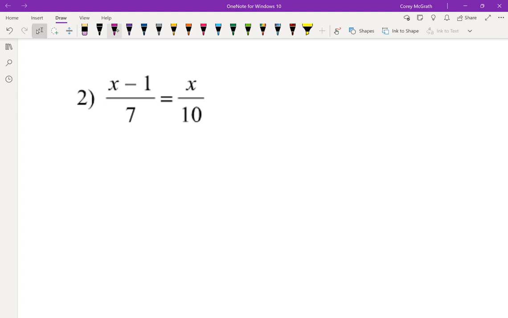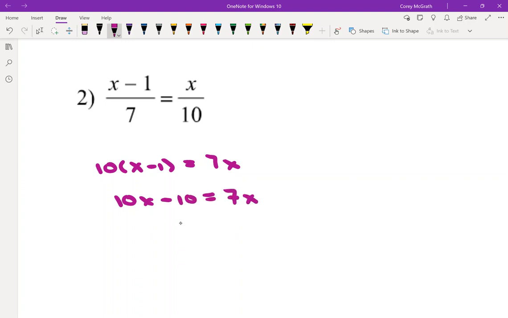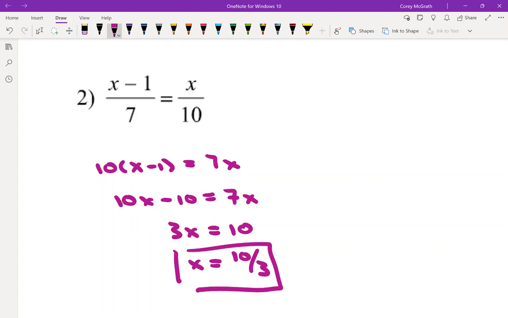Cross products, off to the races here. You have to know how to handle your proportions with cross products. Distribute that 10. You have to add 10 to both sides and subtract 7x from both. And then you get your answer. All right, there you go.